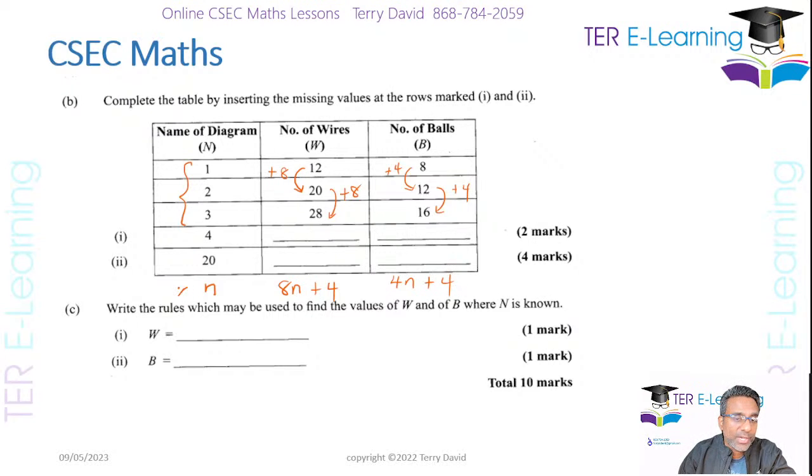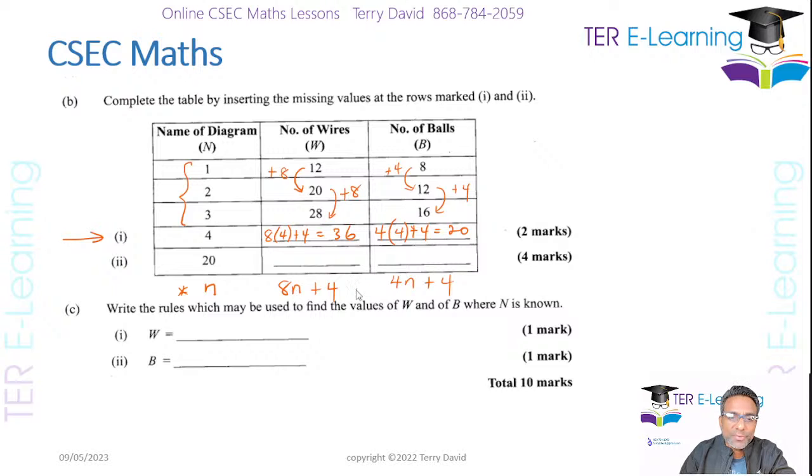So once you have the general formula, it's very easy to work out these things. For this rule, this is going to be 8 by 4 plus 4. So 8 4s are 32, 32 plus 4 is going to be 36. For the next one, we're going to use the formula 4n plus 4. So 4 4s are 16 plus 4, which is going to give me 20. So this is 4 by 4 plus 4, that's 20.